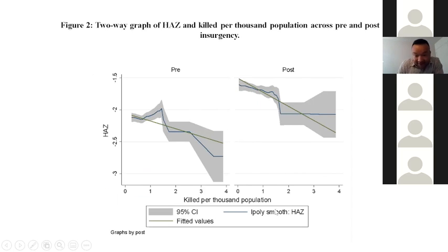So I have plotted HAZ on the y-axis and the killed per 1,000 population on the x-axis. From this diagram, I get two points: before the insurgency, we see a linear fitted line here. This shows that before the war, there is some relation between killed per 1,000 population and HAZ, and this definitely raises the issue of endogeneity. After the insurgency, you can see that the fitted line is steeper compared to this one. This definitely shows some effect of the war on the nutritional status of the children.